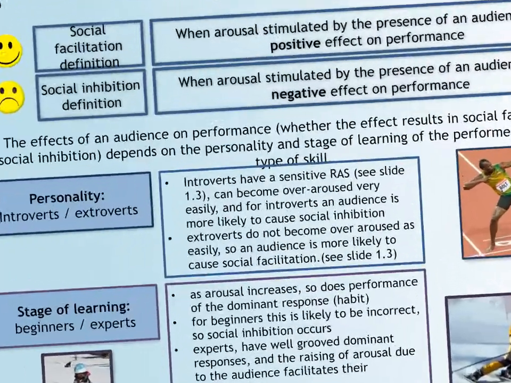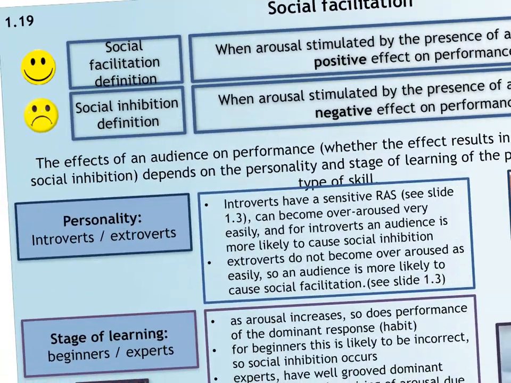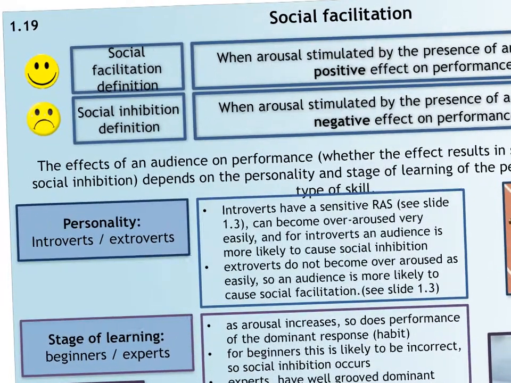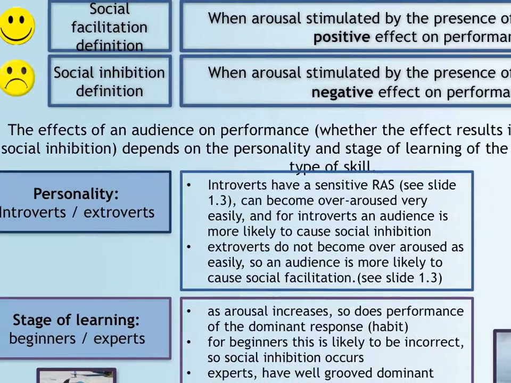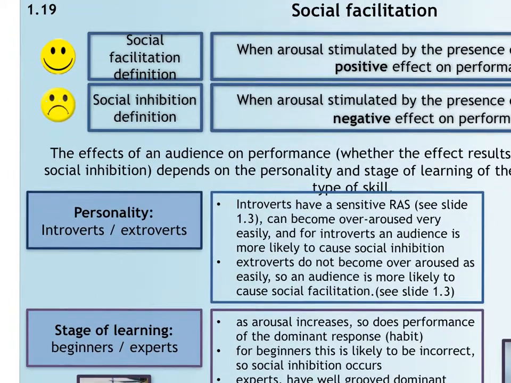So let's look at personalities first. We're looking at introverts. They can become over-aroused very quickly and easily, and for introverts, an audience is more likely to cause inhibition. So remember, inhibition is where it is bad. If you are an introvert, you tend to get social inhibition, where the presence of an audience can make performance less effective. Extroverts do not become over-aroused as easily, so an audience is more likely to cause facilitation.